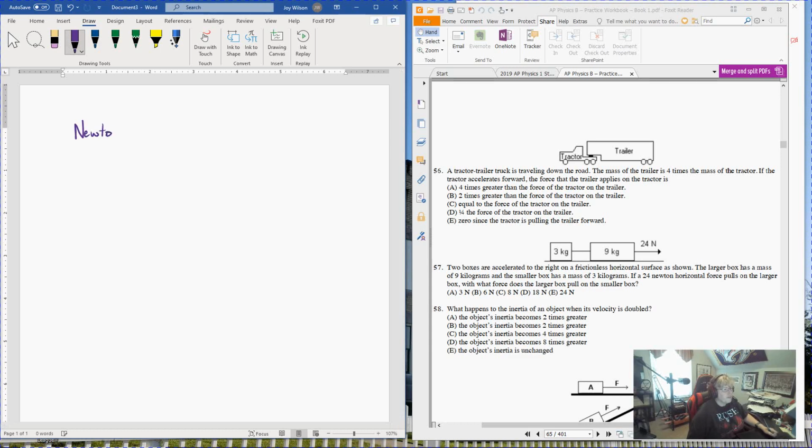There we go. Newton's laws of motion, and just hit a few highlights. The first law is often called the law of inertia. And this law is that an object will maintain a constant velocity unless acted on by an outside force.